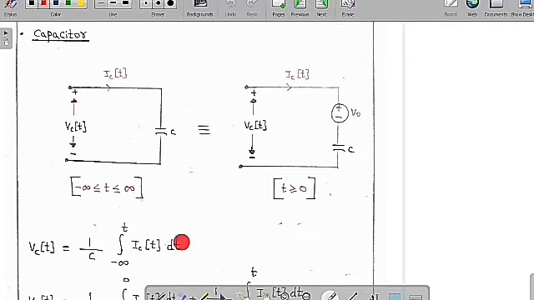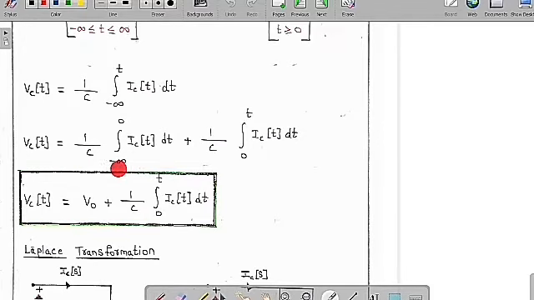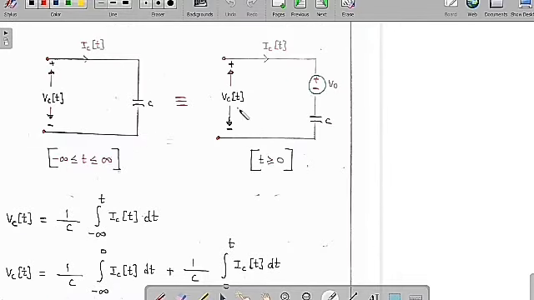I want the value of the capacitor voltage at a certain point t. I can divide this integration into two parts, from minus infinity to 0 plus 0 to t. Therefore VC of t is equal to 1 by C integration of minus infinity to 0 IC of t dt plus 1 by C integration of 0 to t IC of t dt. So I am going to assume this has some initial voltage V0, and this is the original voltage. So VC of t is equal to initial voltage plus 1 by C integration of 0 to t IC of t dt.